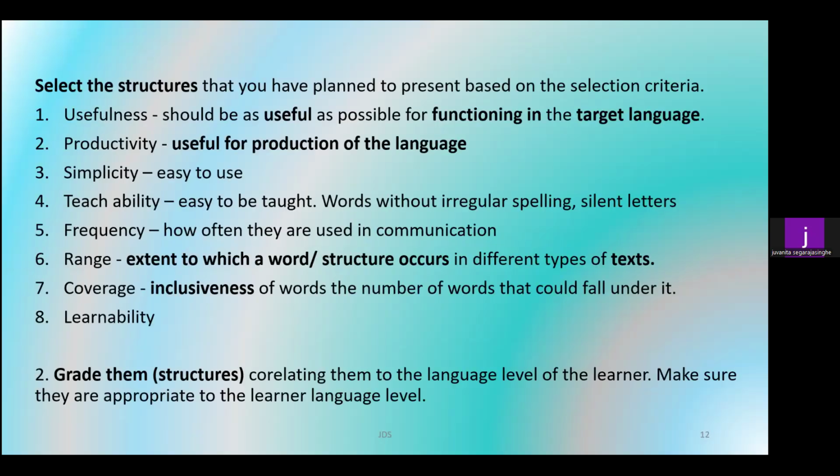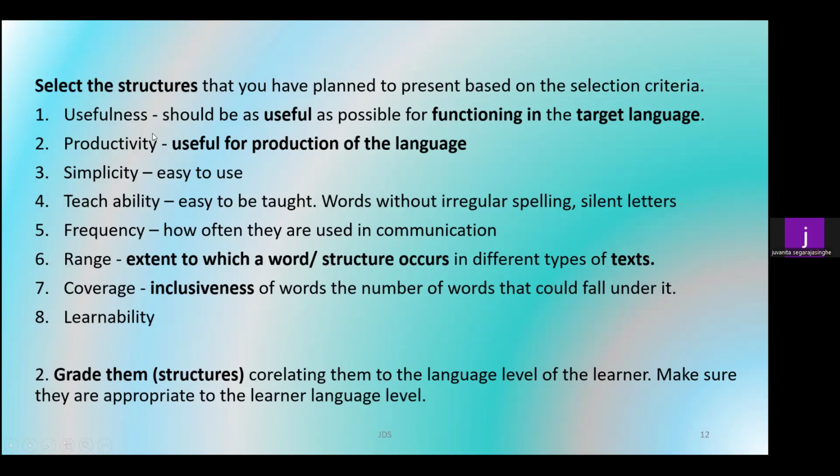When there are multiple structures to be presented, we can grade the structures or select the most important ones using these criteria. So you just go through it. Based on the usefulness of the structure.